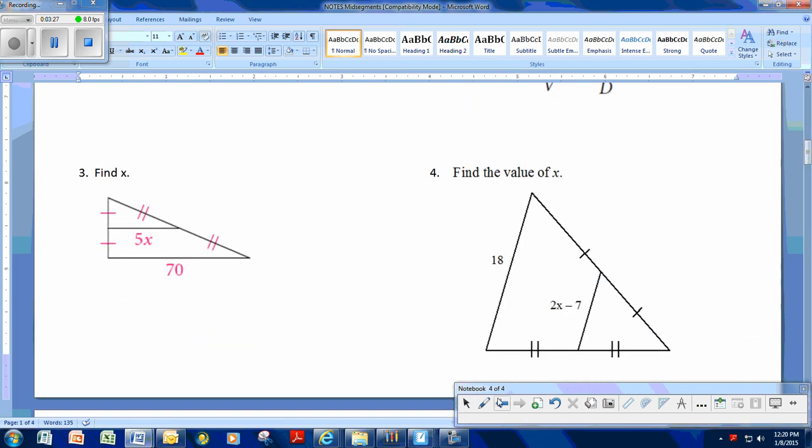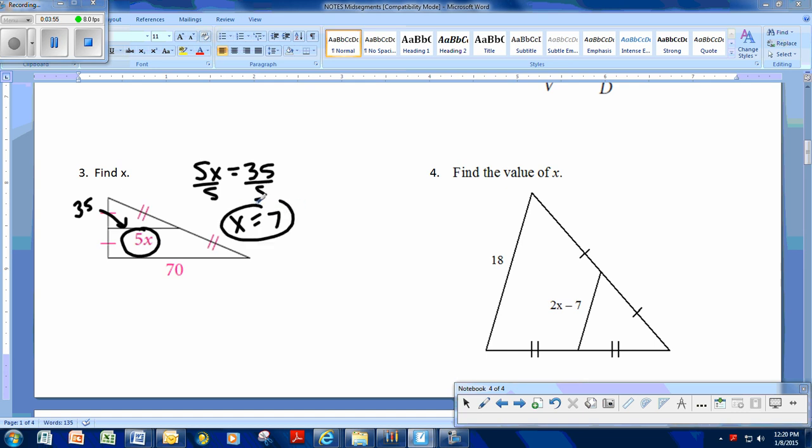Okay, a couple more complicated problems that involve a little bit more algebra, applying those concepts. I know this midsegment is half of its parallel side. So I know the actual length of this midsegment is half of 70, which is 35. Now I'm going to use the 5x, and I know it equals the length 35. So that would be my equation. Now go ahead and solve that for x. I get x equals 7.